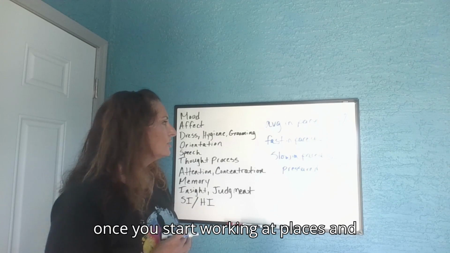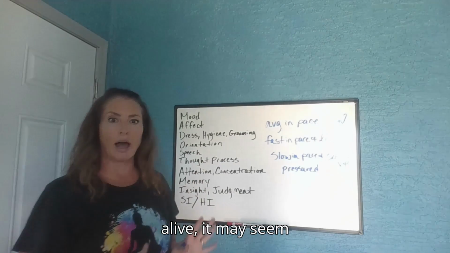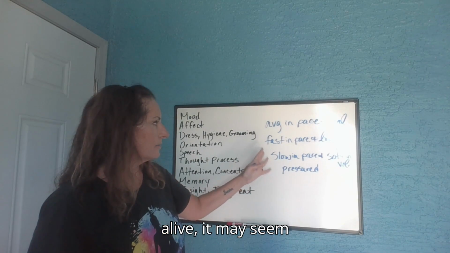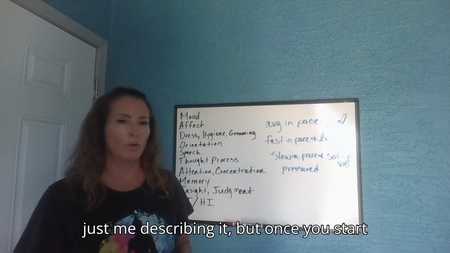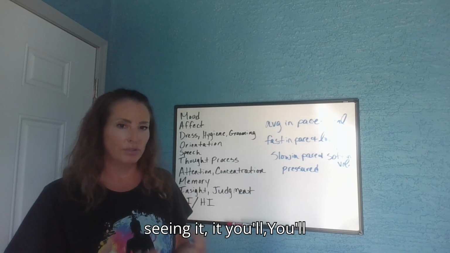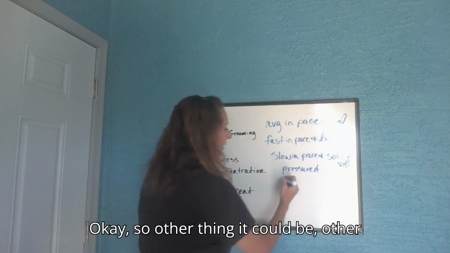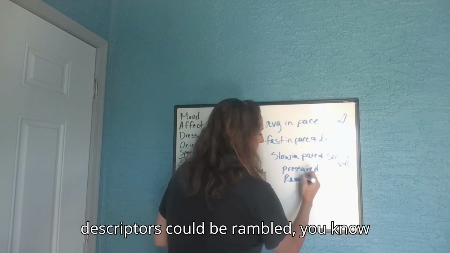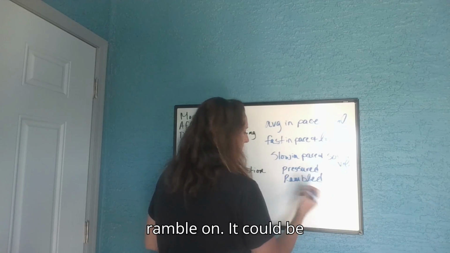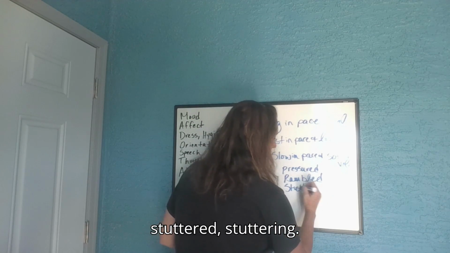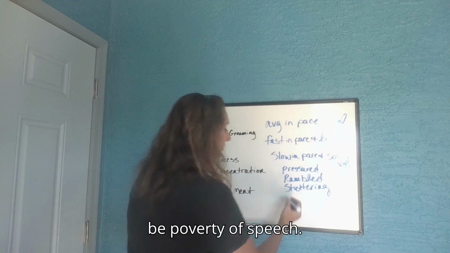Once you start working at places and this starts to come alive, it may seem hard to understand now, just me describing it, but once you start seeing it, you'll completely understand it. You'll get it. Okay, so other descriptors could be rambling, where they consistently ramble on. It could be stuttering. It could be poverty of speech.